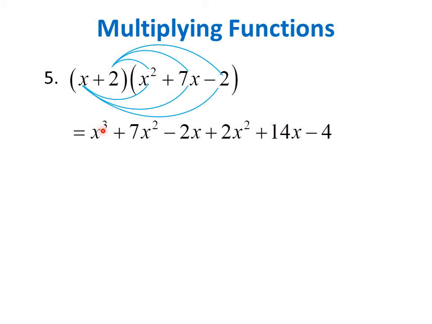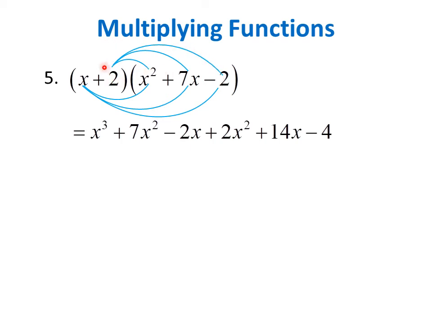That is exponent 3. Next we have x times positive 7x. So that is positive, then we have the number 7. Then we have x times x. So copy the variable x and add the exponents 1 and 1. That is exponent 2. Next we have x times negative 2. Of course that is negative, then we have the number 2, then the variable x.